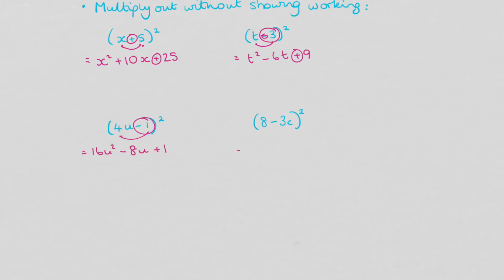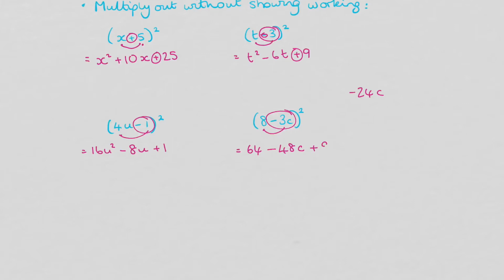And then the last one, first thing squared is 64. Multiply the two together. 8 times 3c is 24c, so 8 times negative 3c is negative 24c. And we need to double that, so we get minus 48c. And then this squared, negative 3c times negative 3c is plus 3 3s are 9, c times c is c squared.